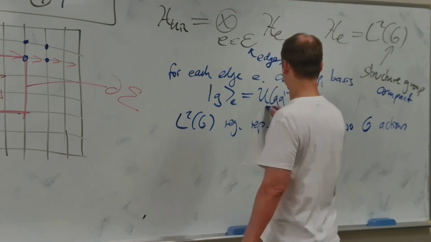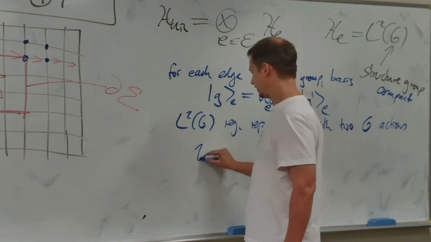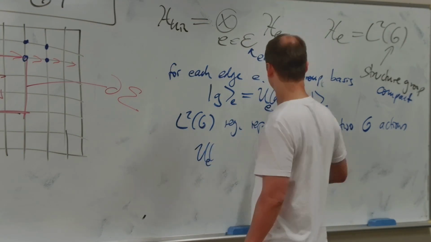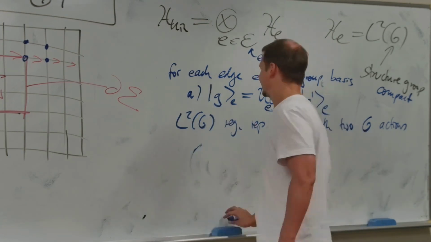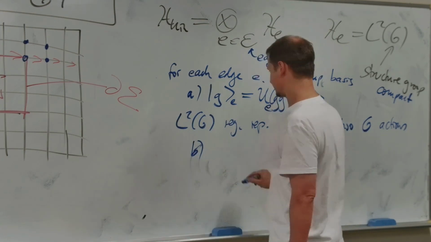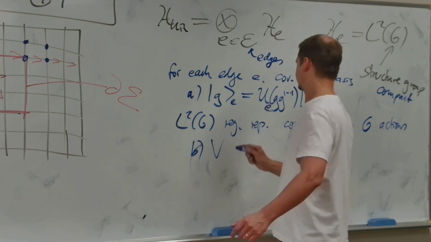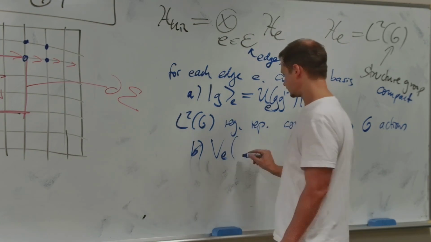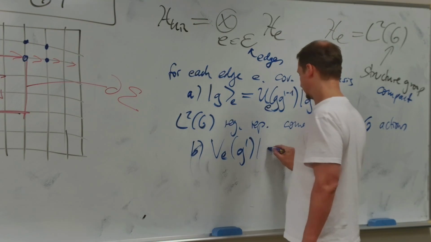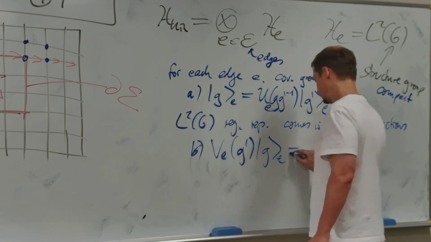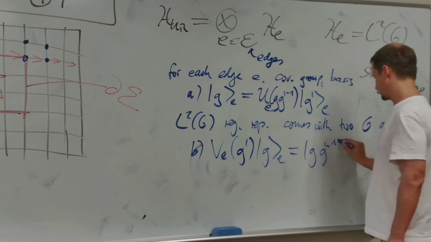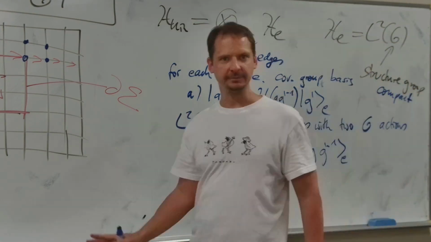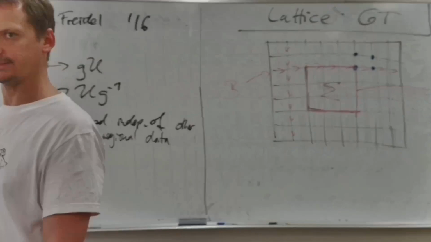In particular, this here I call U_E. And I also have a second one, which is again, let's just call it V, with V(g')|g⟩_E = |g g'^{-1}⟩. So it comes for free. This representation has it built into it.